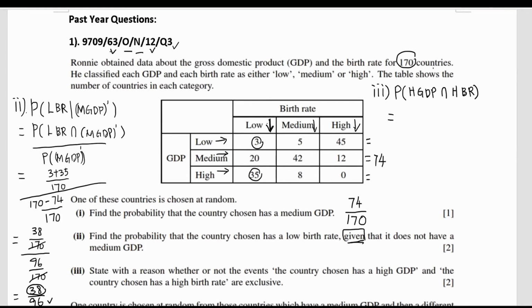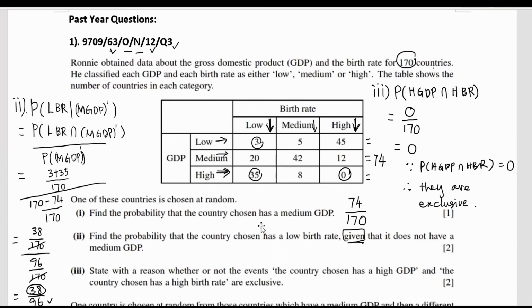So what do we get? High GDP. So we're looking at the third row and intersect with the high birth rate, the third column. And you can see it's a 0. So which means it's a 0 divided by 170. Basically, the probability is 0. All right, so since this probability of high GDP and high birth rate is equal to 0, hence they are exclusive. They are exclusive because the probability of them intersecting is equal to 0. So that will be the answer for part 3.